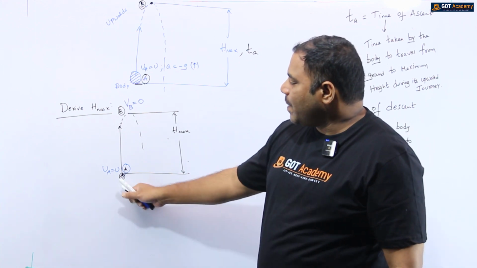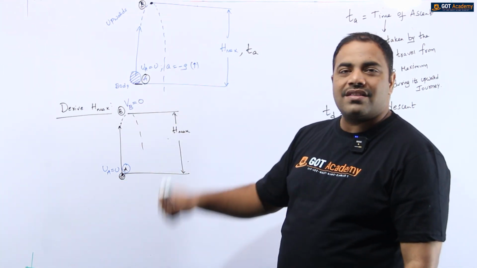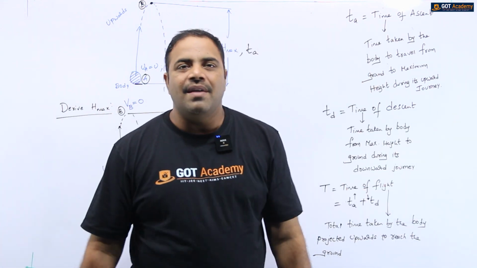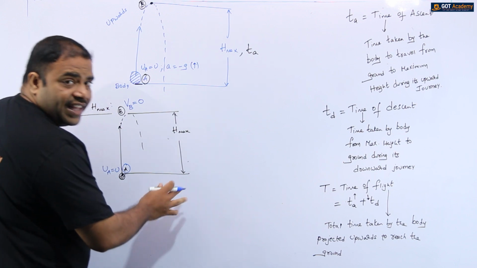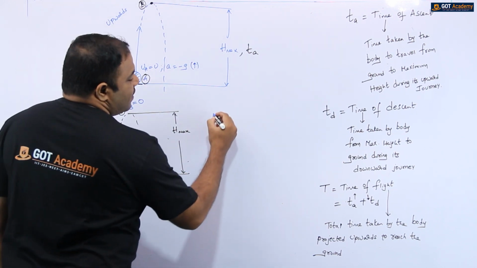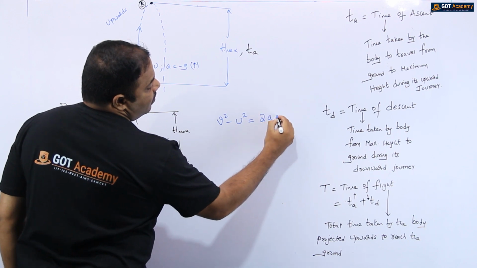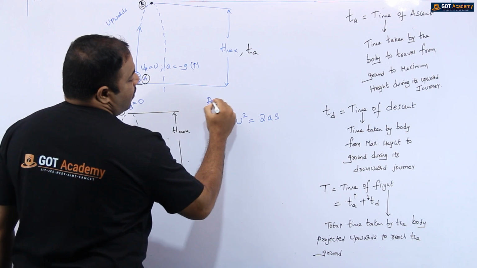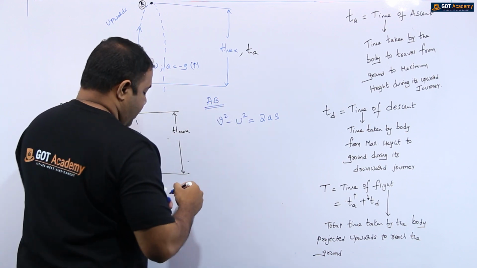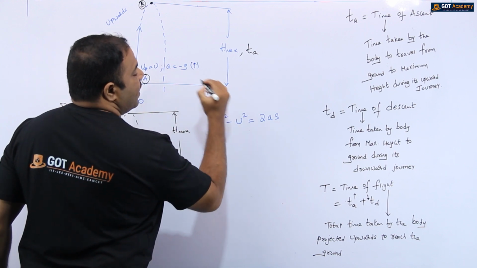Isn't it? So here at point A, you know the velocity, at point B, you know the velocity, and you know the distance between these 2 points. So why not go for equation number 3? I am writing equation number 3, my dear children. V square minus U square is equal to 2AS. This is from point A to B. Here A is the initial point and B is final.